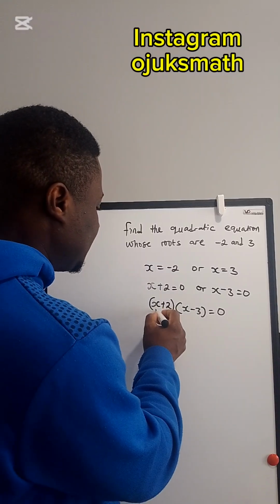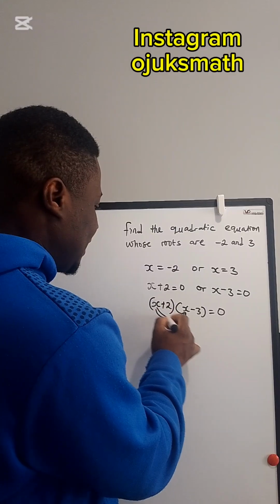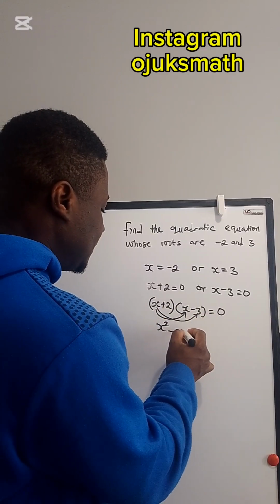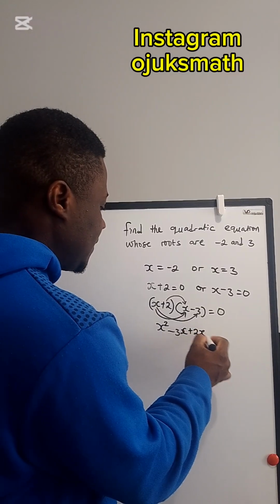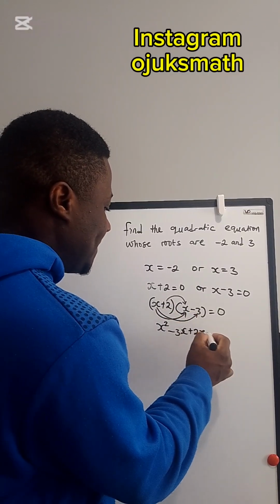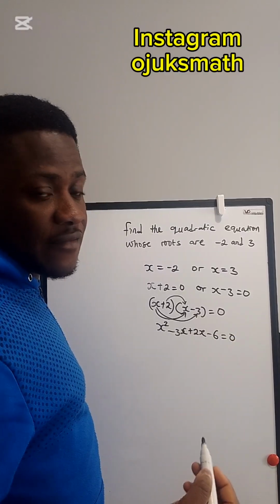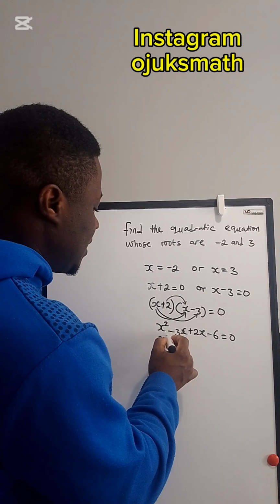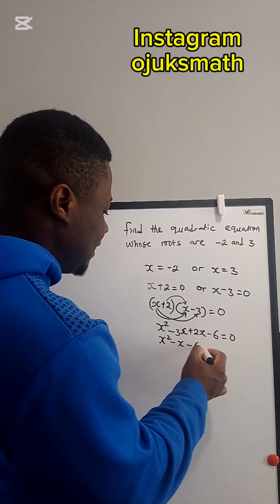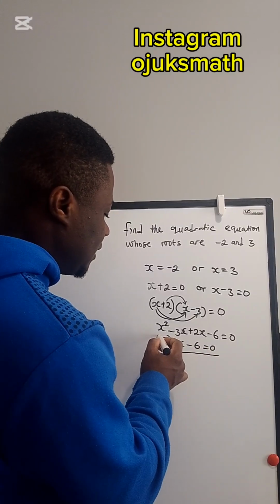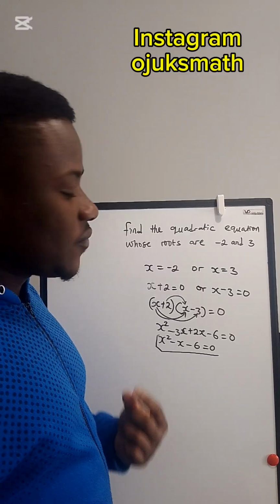Now let's go with the expansion. First of all, x times x is x squared. Then x times -3 is -3x. Then 2 times x is plus 2x. Then 2 times -3 is -6, equals 0. If we collect like terms, what are we going to have? Very easy. So we have x squared, minus 3x plus 2x is minus x, then -6 equals 0. This is the quadratic equation that has these two roots, -2 and 3.